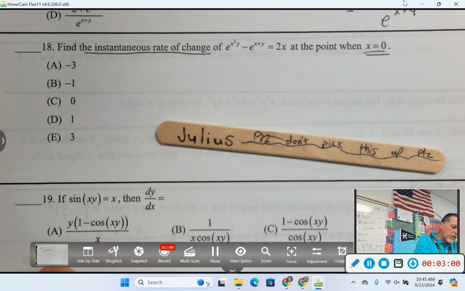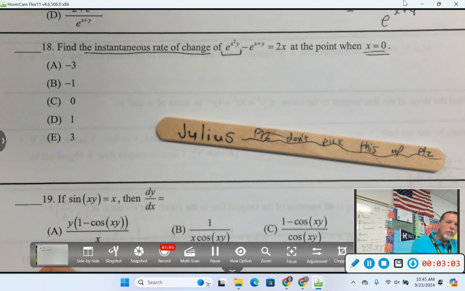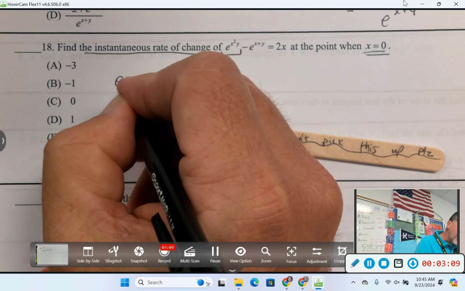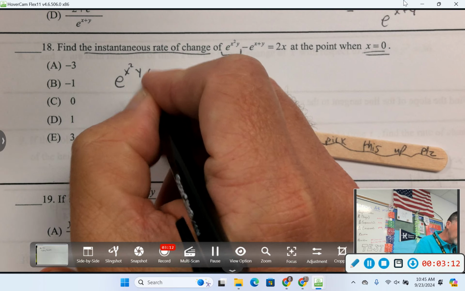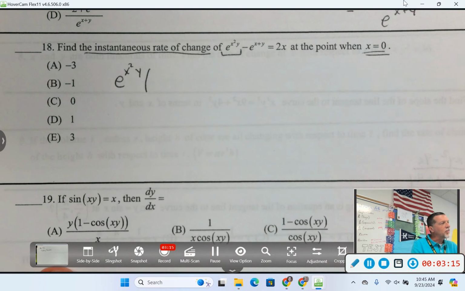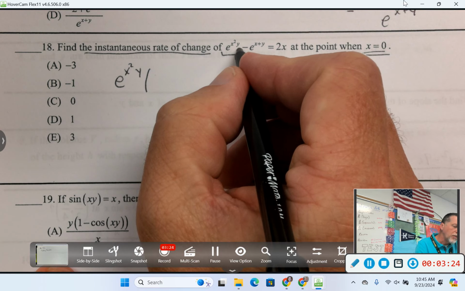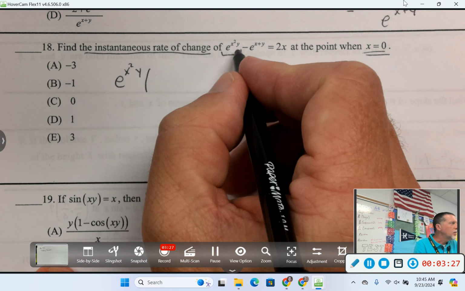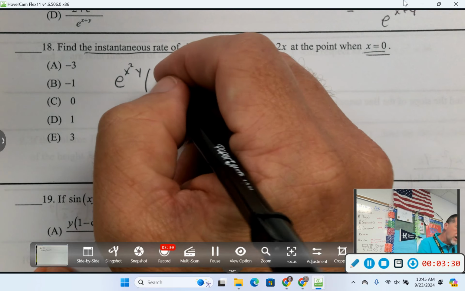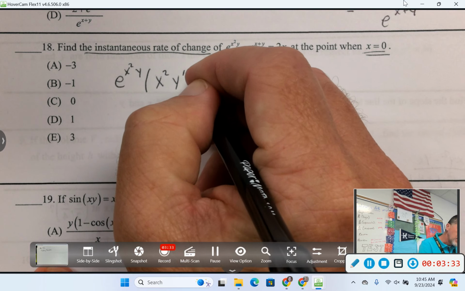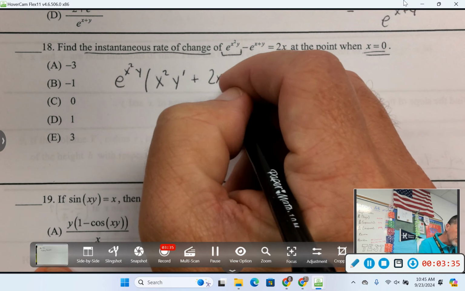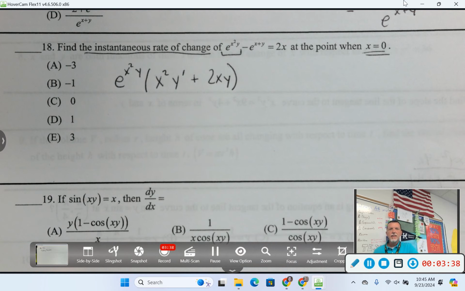So, Julius, e to the x squared y, what would be the first part of the derivative of e to the x squared y? Good, e to the x squared y. And what do I need to think about in order to get the second part, Julius? 2x plus, oh, let's be careful. Product rule. So x squared y prime plus 2xy. So that's like the product rule within the chain rule.